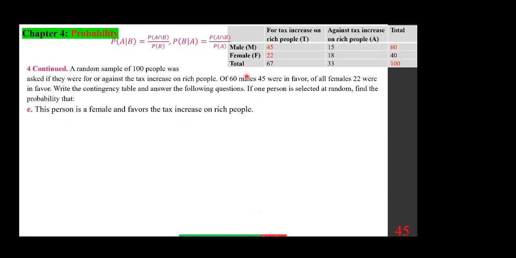So you come up with the two groups like this: females, tax increase. The intersection is number 22, so 22 over 100.